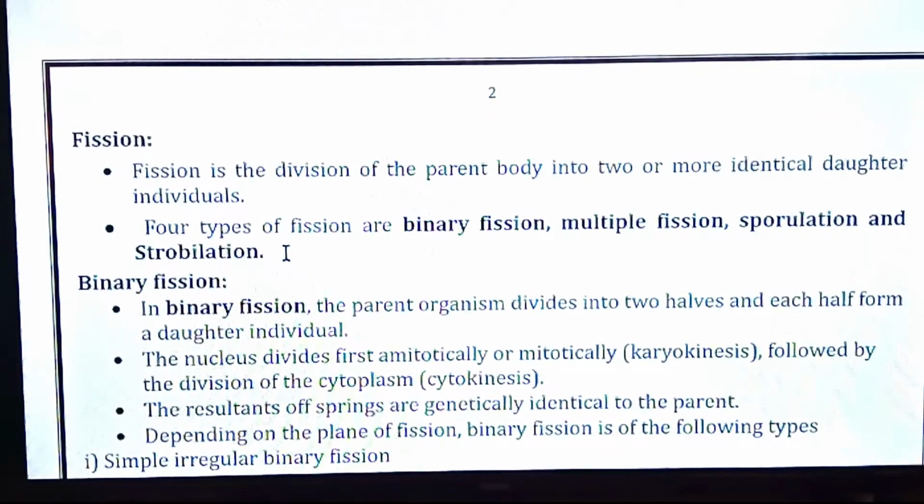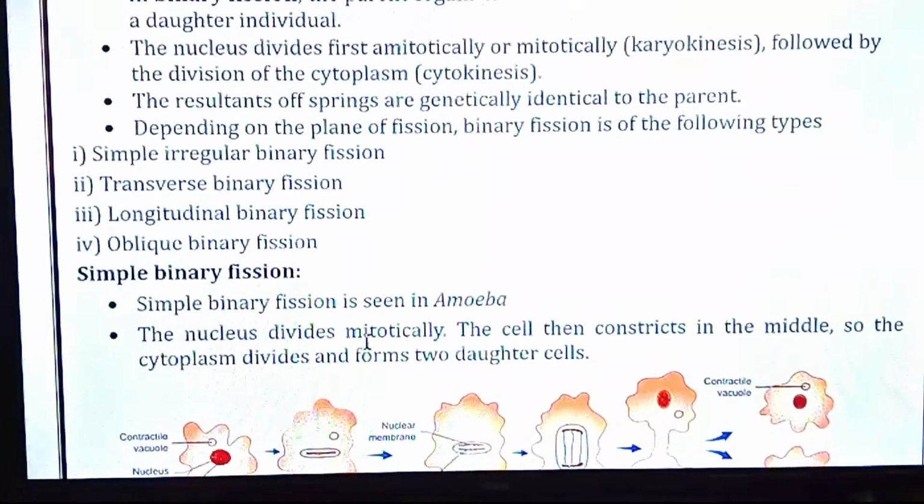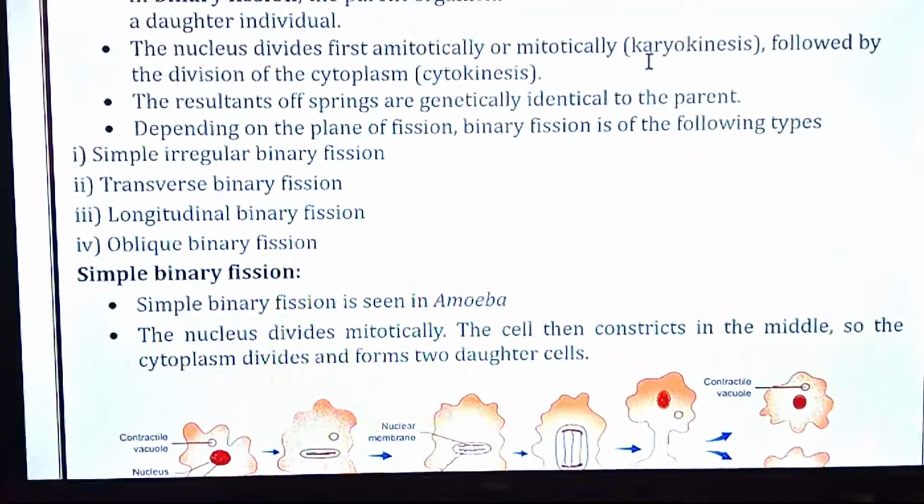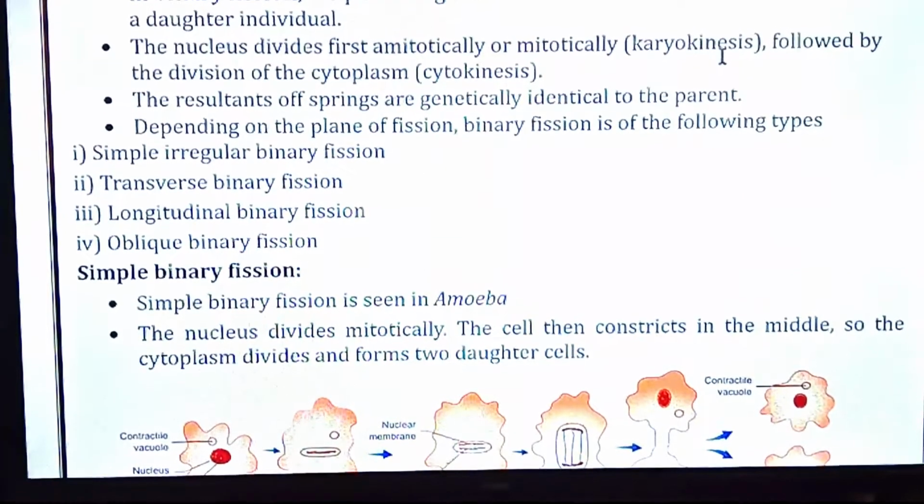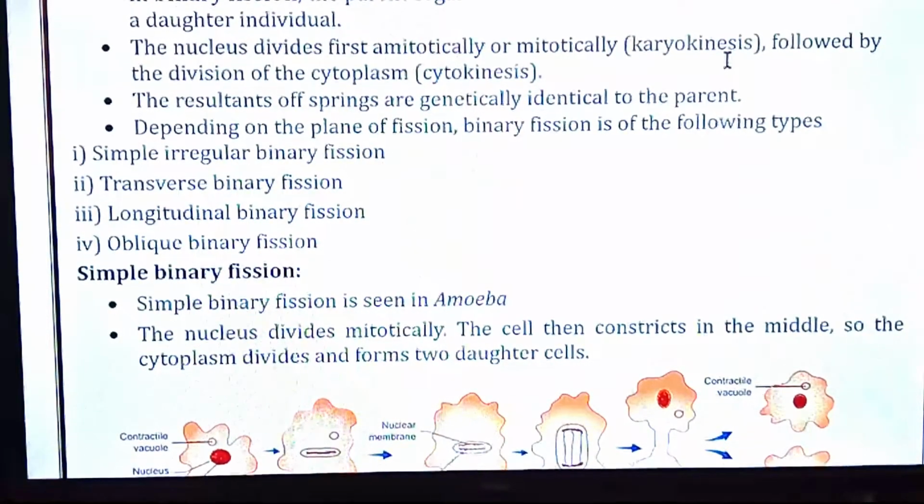What is binary fission? In binary fission, the parent organism divides into two halves and each half forms a daughter individual. Here first the nucleus divides amitotically or mitotically. So the division of the nucleus is called karyokinesis. Karyo means nucleus, kinesis means division. This karyokinesis is followed by cytokinesis, or the division of the cytoplasm.